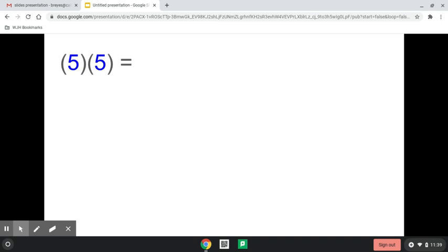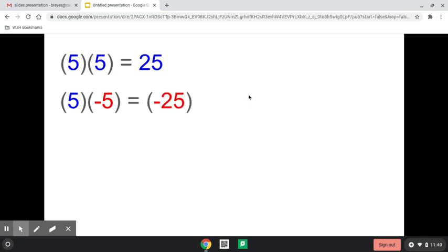So to review, 5 times 5, you know this. This is a positive times a positive. Pretty easy. What about a positive times a negative? Can you figure that out? You said negative 25, you were correct. How about a negative times a positive? What's that going to be? Negative or positive? That is also going to be negative. Remember, in multiplication, the order does not matter.